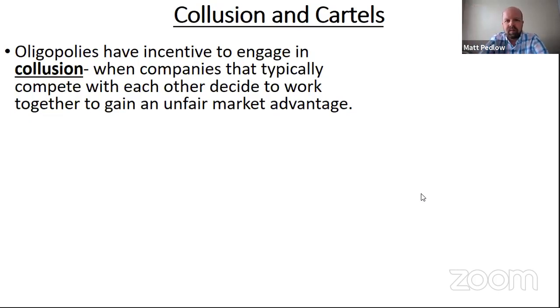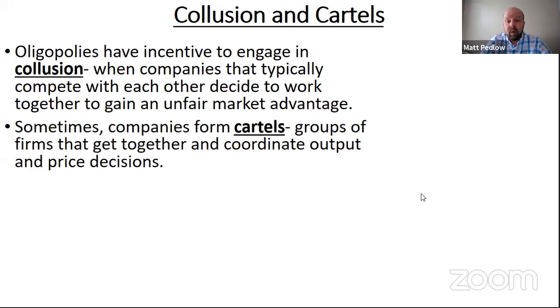Sometimes companies get in trouble for this. Someone records them on the telephone, coming up with these ideas, and then turns them in, and it's not good. And if they really get excited about this, they can form cartels, when the firms get together. So collusion is this discussion of price fixing and all that.